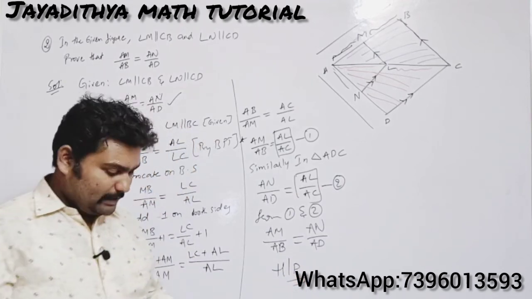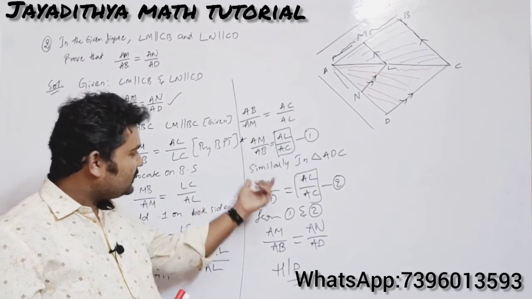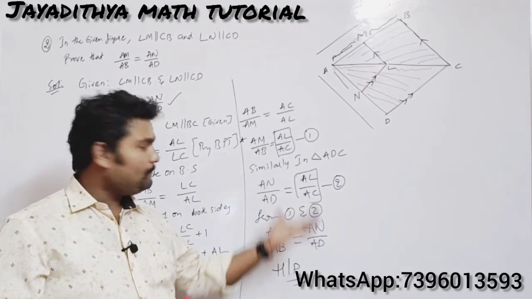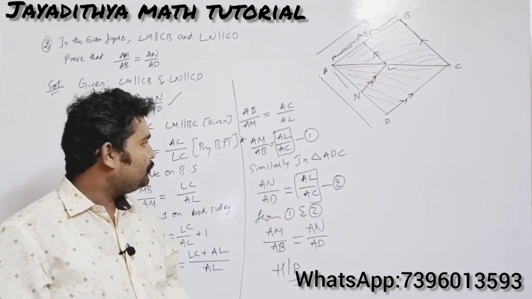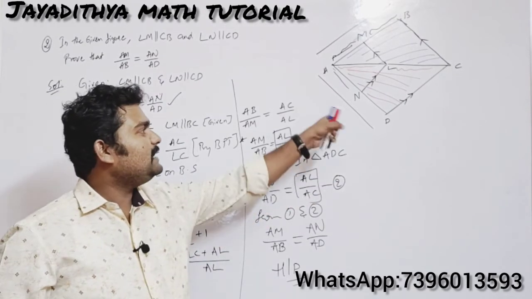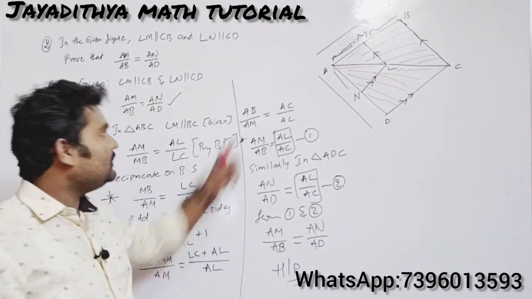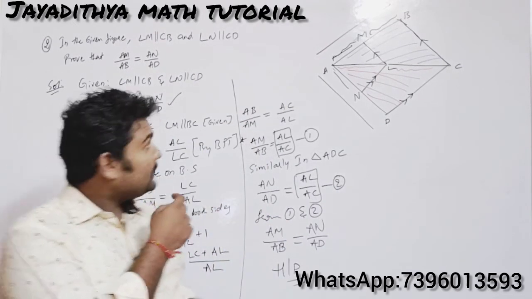Clear? So in this way we can solve the problems. Once you practice this part, how AN by AD is equal to AL by AC will come, if you prove this one, then you can understand that you got this problem clearly. Take the triangle ADC, and from that try to bring this conclusion, as we have done in the top triangle, in triangle ABC.